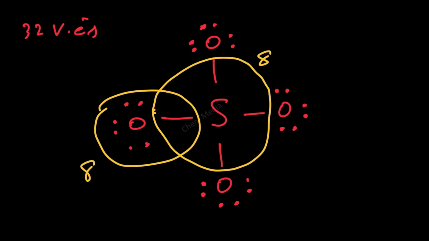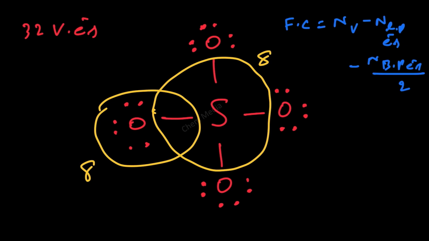Why? Because we have to think about in terms of formal charge. We know that formal charge is equal to number of valence electrons in the atom minus number of lone pair electrons in the molecule minus number of bond pair electrons divided by 2. So therefore for sulfur it would be 6 minus no lone pairs of electrons, therefore 0, minus we have 4 bonds, therefore 8 by 2, which means sulfur will have a plus 2 formal charge here.